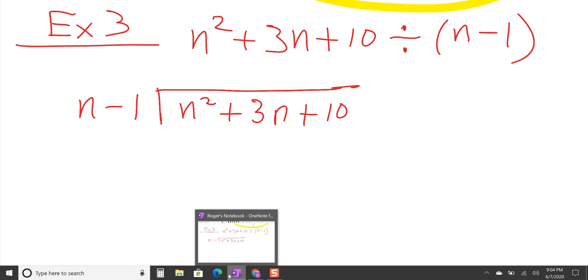2 and 5. What's 2 plus 5? 7. Factors of 10 are also 1 and 10. Sum of that is 11. We can't get the middle term, 3n. So there's no way we can factor and then somehow cancel. It doesn't work out. So we use a process called long division.